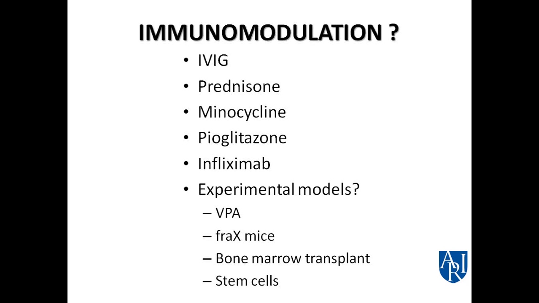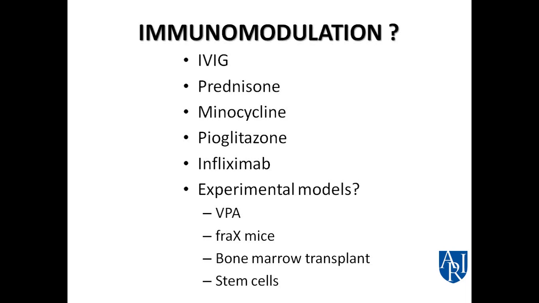IVIG, or intravenous immunoglobulin, has been used for a number of years with the idea that immunoglobulins tend to be decreased, particularly certain types of them, and improvements in autism have been reported, but as I said, it hasn't been systematically studied.